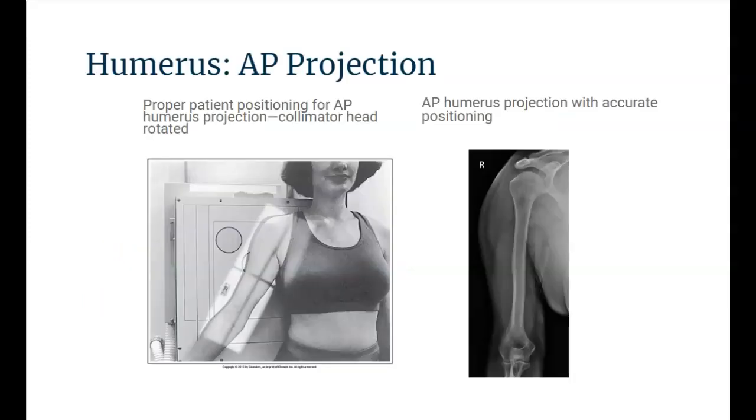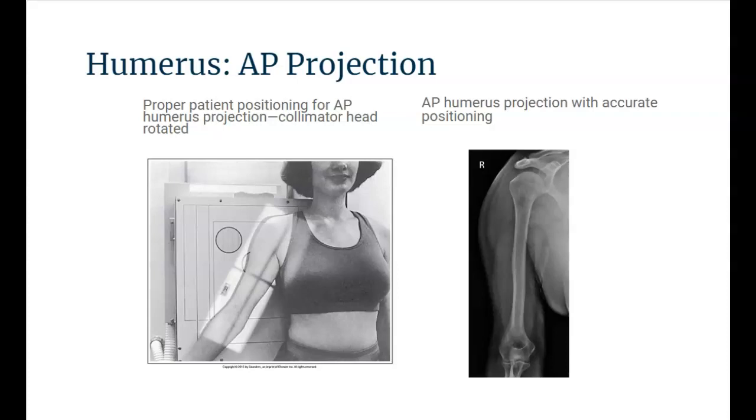Image analysis guidelines for the AP projection of the humerus state that the distal humerus, the medial and lateral humeral epicondyles, are to be demonstrated in profile, and 1/8 of the radial head should superimpose the ulna. In the proximal humerus, the greater tubercle is demonstrated in profile laterally. The humeral head is demonstrated in profile medially.